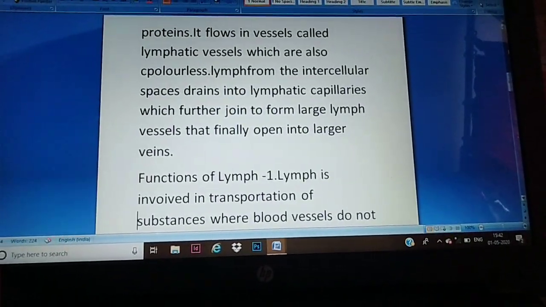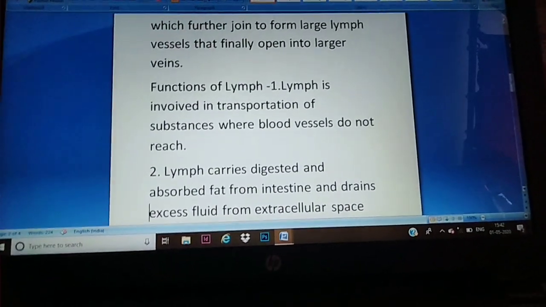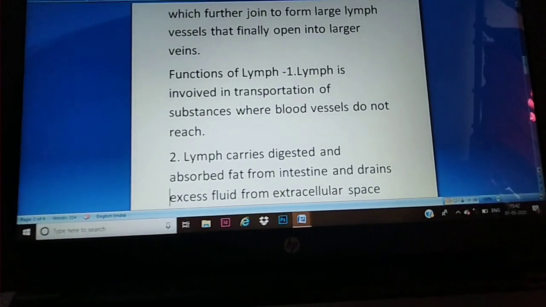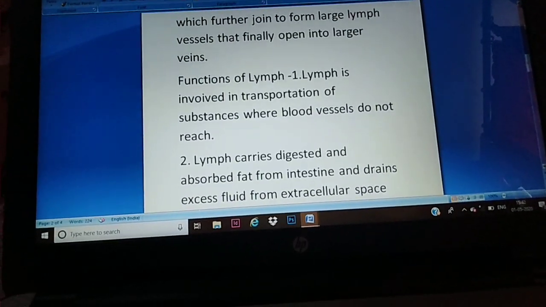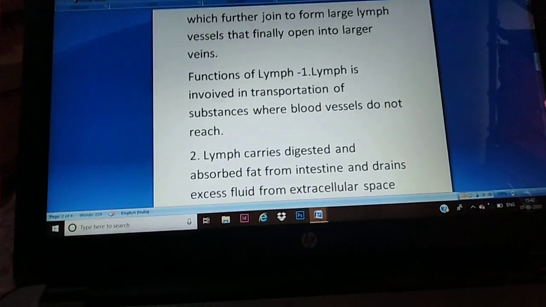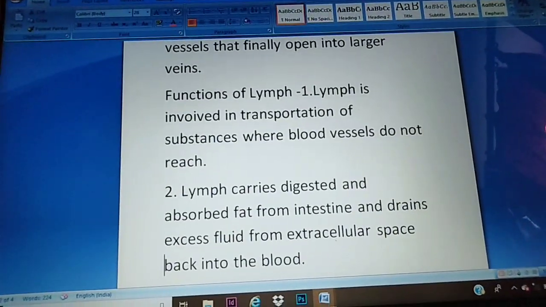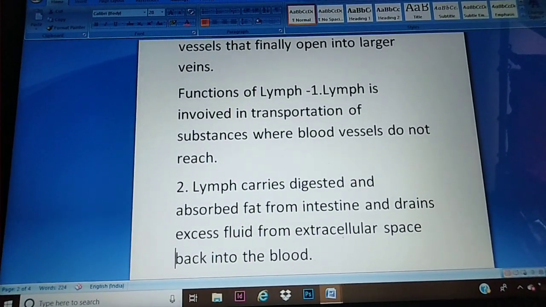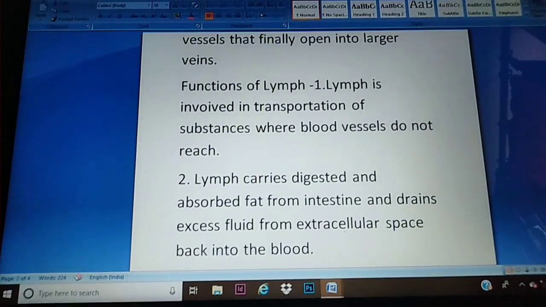Okay, then what are the functions of the lymph? So the first function is that lymph is involved in the transportation of substances where blood vessels do not reach. That means in areas where blood vessels are not available, the transportation work is done by the lymph. And the other function is that lymph carries digested and absorbed fat from the intestine and drains excess fluid from extracellular spaces back into the blood. So these are the functions of the lymph.